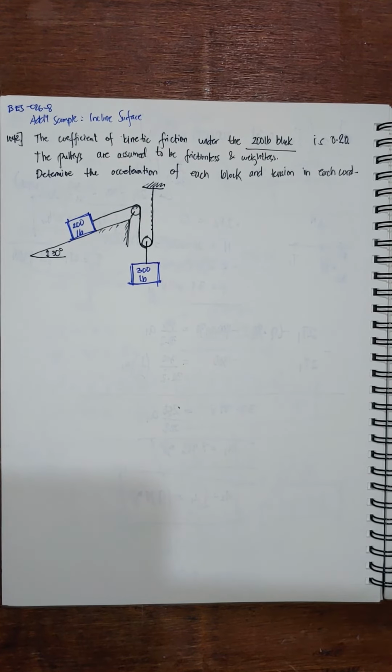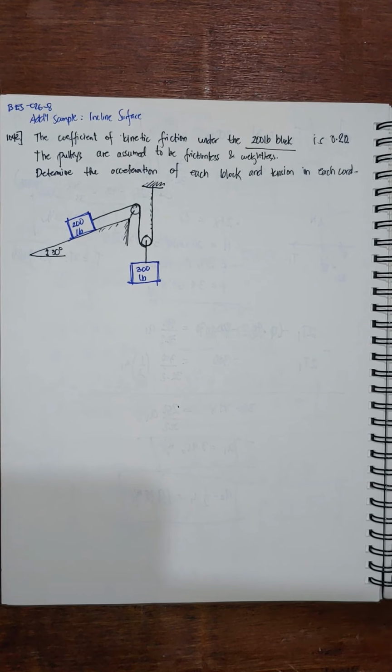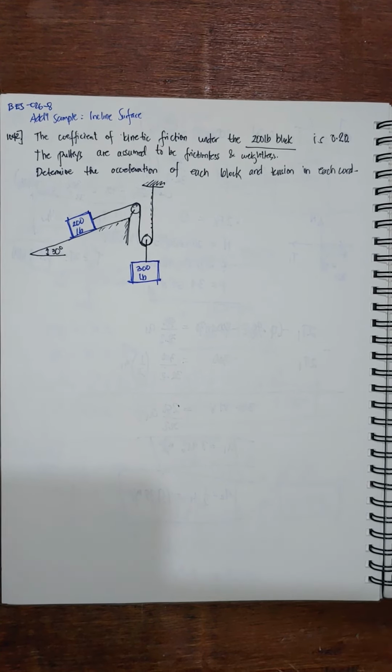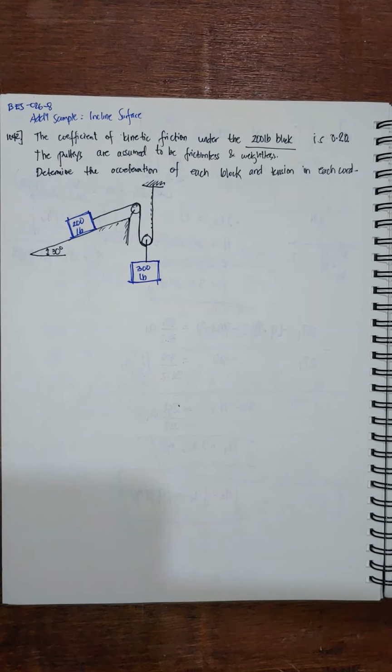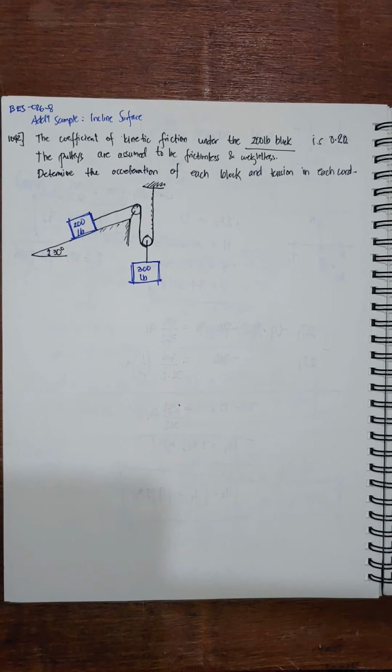Hello class, welcome to the additional sample problem that I have for Newton's second law of motion. Earlier, in the previous topics, we discussed the horizontal, vertical, and incline of a singular block, a singular object. Now I'm showing you a bit more complex problem where we consider two blocks. It means that there are two accelerations.